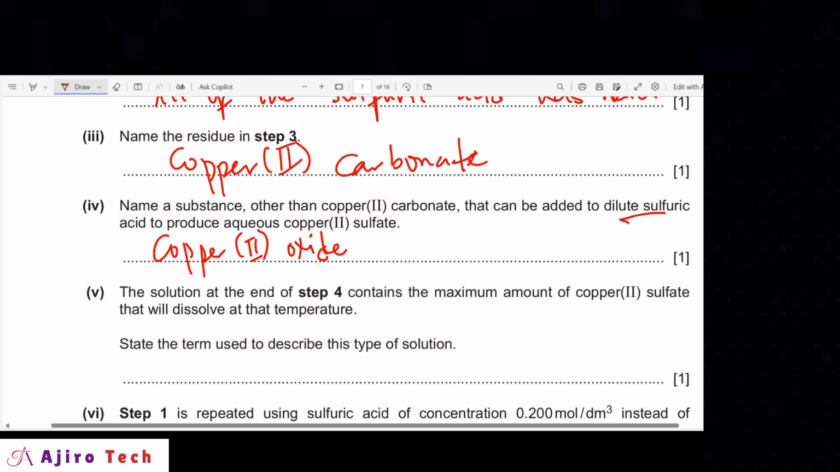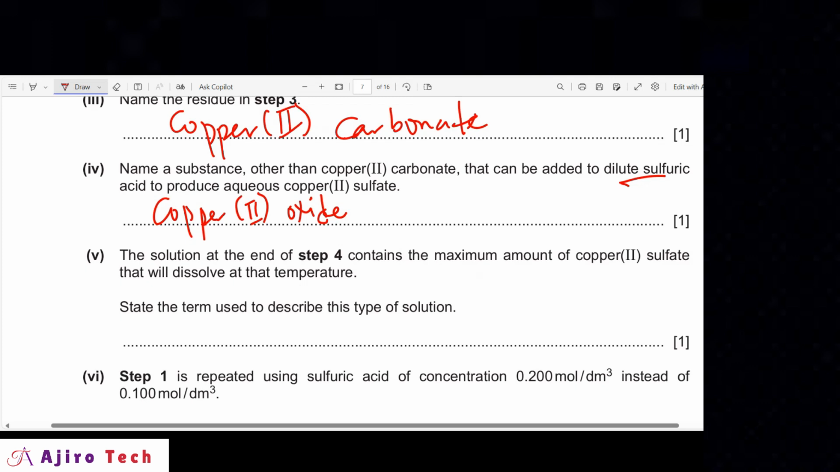The solution at the end of step 4 contains the maximum amount of copper(II) sulfate that will dissolve at that temperature. State the term used to describe this type of solution. So a solution that has the maximum amount of substance that can dissolve at that temperature, we refer to such solutions as saturated. It is a saturated solution.